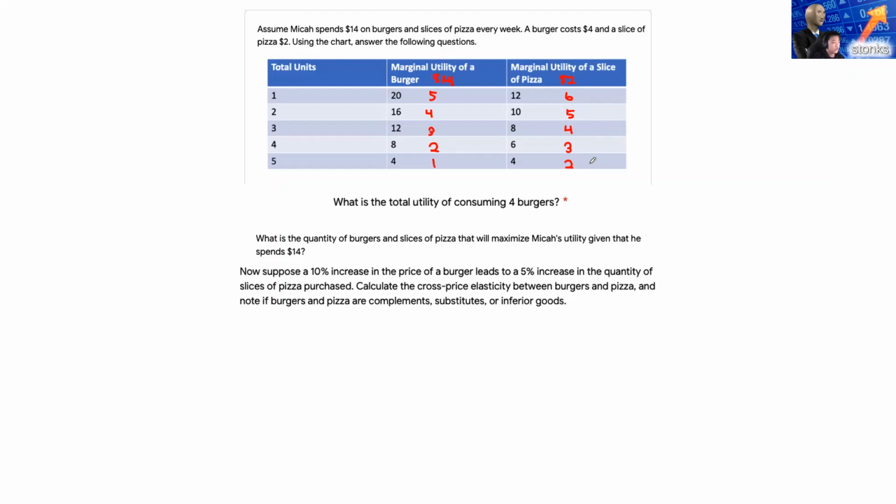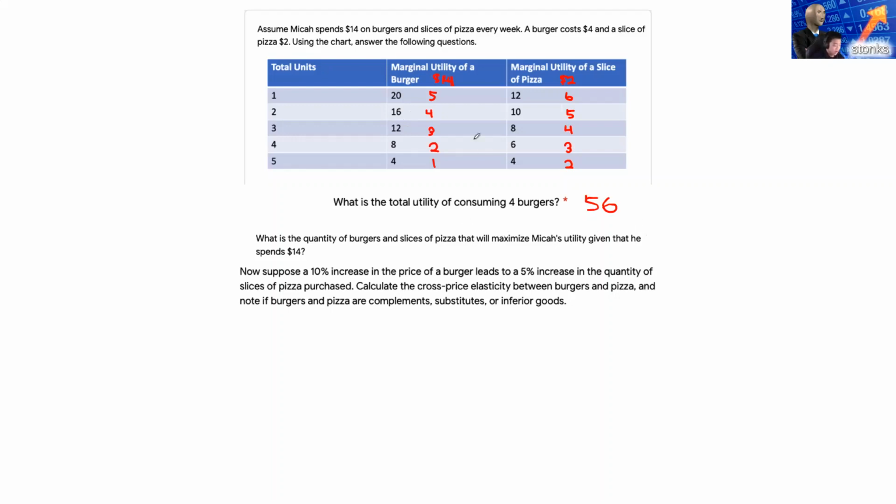Our first question is, what's the total utility of consuming 4 burgers? For your burgers, you just add up to 4. So 20 plus 16 plus 12 plus 8, and you get 56. That's the first answer.